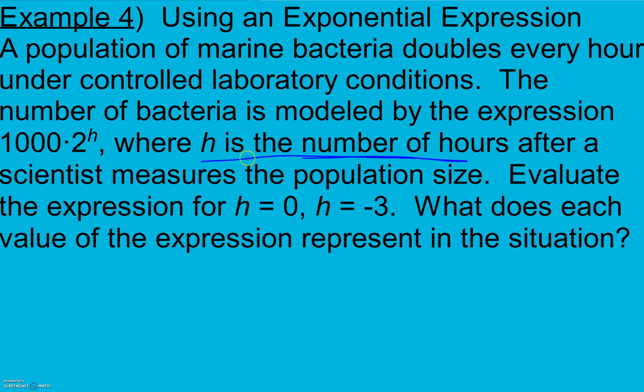So h is the number of hours after a scientist measures the population size. So for h equals 0, okay, that means time 0. That means right when they measure for the first time, like when our experiment starts. And we plug that in for h, so 2 to the 0 power. We know that 2 to the 0 power is just 1. So this is 1,000 times 1, which is just 1,000, and this is bacteria, which is pretty gross if you think about it. And that's when it starts, when the experiment starts.